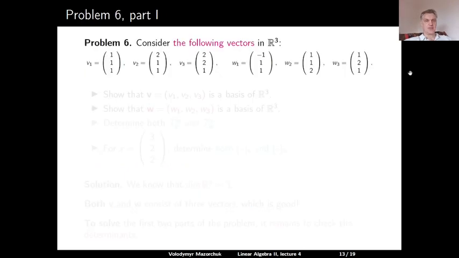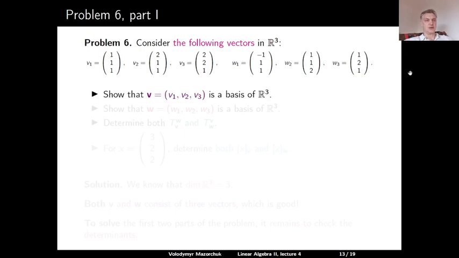Problem 6. Consider the following vectors in R3. The vector v1, which is 1, 1, 1, the vector v2, which is 2, 1, 1, the vector v3, which is 2, 2, 1, the vector w1, which is minus 1, 1, 1, the vector w2, which is 1, 1, 2, and the vector w3, which is 1, 2, 1.